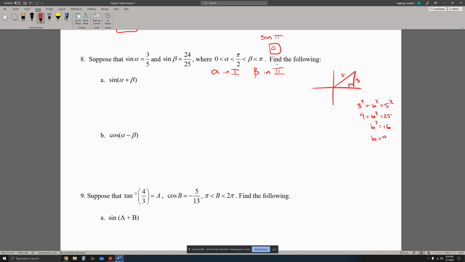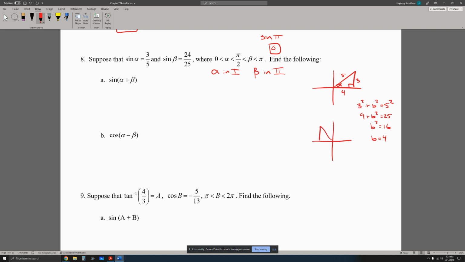When we solve the Pythagorean theorem for that third side length, we find that this is side length 4. Okay, we're in quadrant 1, so that's a positive value here. Okay, this is a 3, 4, 5 triangle. And let's go ahead and label that angle as well. So that's angle alpha. Okay, so for beta, we're in quadrant 2.